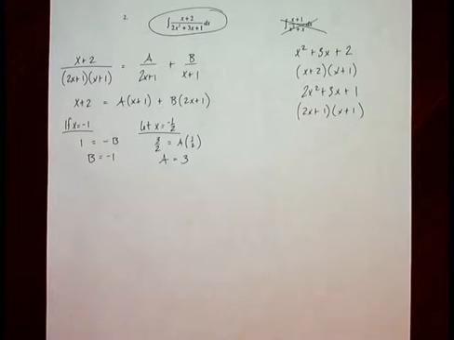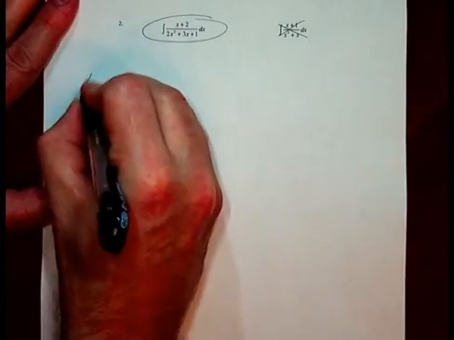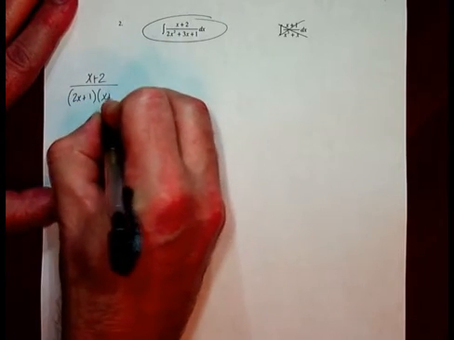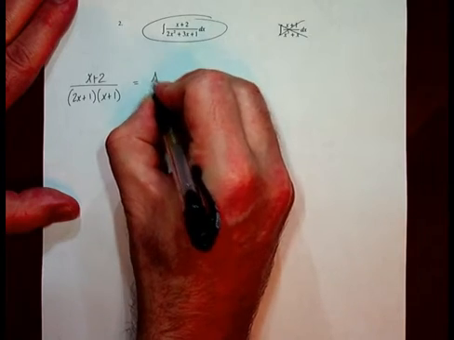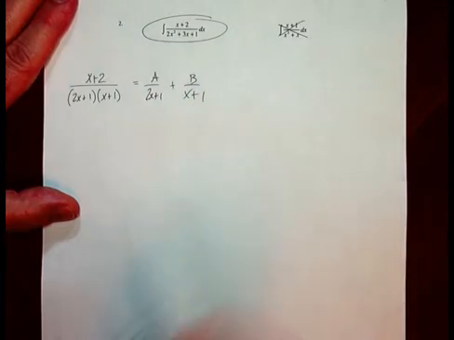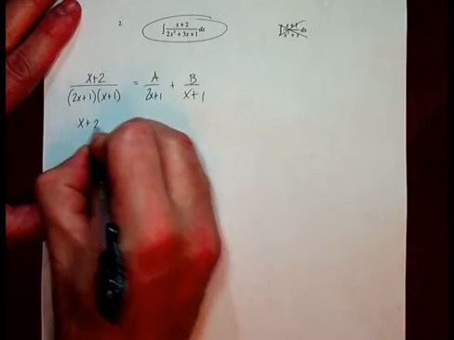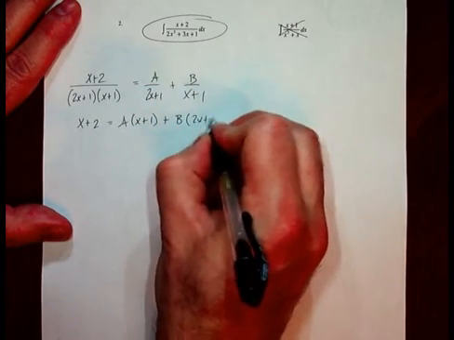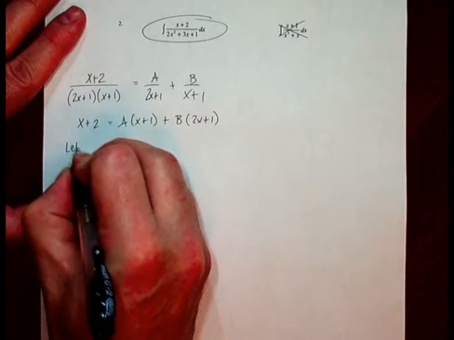Something about my document camera glitched, and so let's just go ahead and start over on this problem. We're doing this one now. We've already established that this factors into 2x plus 1 and x plus 1, and that we want a over 2x plus 1 and b over x plus 1. Now that allows us to use the Heaviside method, because both of those factors are linear.